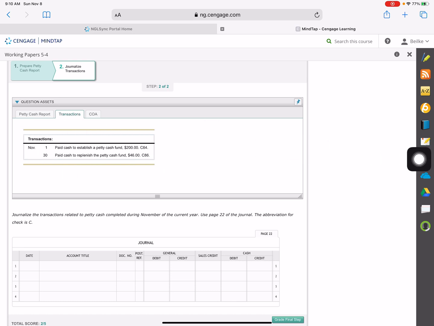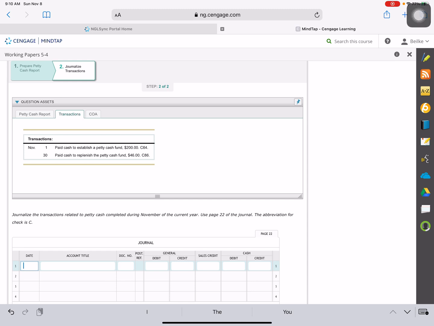So on November 1st, when we first started, we paid cash to establish a petty cash fund. So November 1st, since we're on the first line, we are increasing our petty cash. Check 64, and the amount of our petty cash is $200. And we are going to decrease the cash that we have in our bank. So basically, we took check number 64 to the bank, cashed it for $200, and now we have $200 to go into our petty cash box.